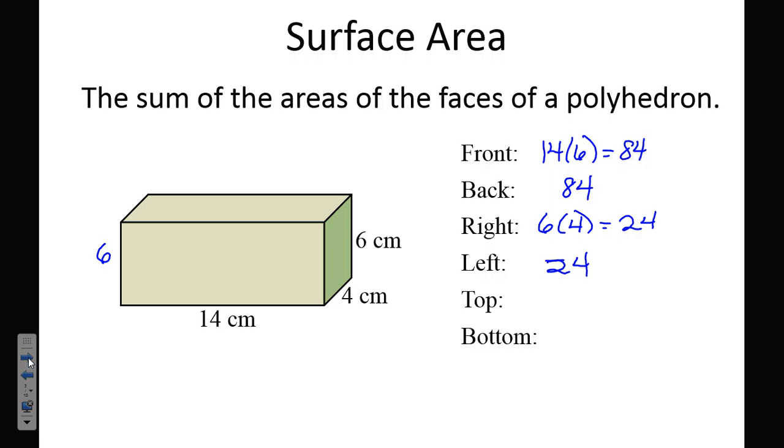And then we have to find the top and bottom. So 14 times 4 will get you the bottom and the top. 14 times 4 is 56. So 56 for top and bottom. When we add all 6 of those areas up, we get our total surface area. That total surface area is 328 centimeters what? Squared, because area is always in square units. Okay?